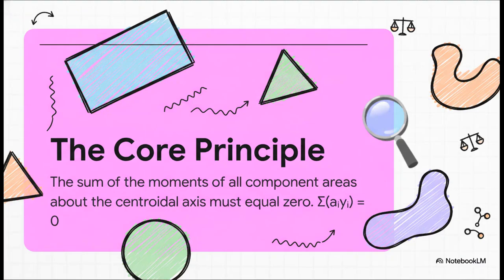The entire heart of this method comes down to this single, powerful standard formula. The sum of the moments of all the little component areas about the centroidal axis has to equal 0. And remember, a moment is just a fancy word for the area multiplied by its perpendicular distance to the axis. So our whole strategy here is to assume a location for the centroid, and then use this universal property to prove that the moments on both sides of that line perfectly cancel each other out.